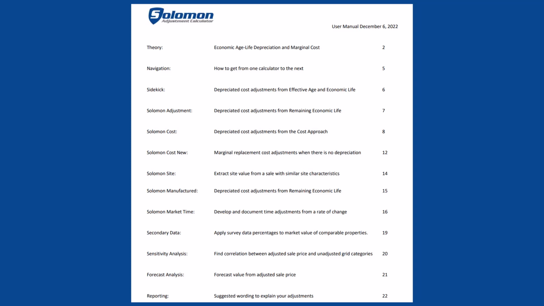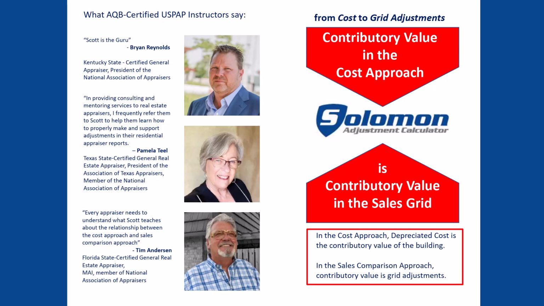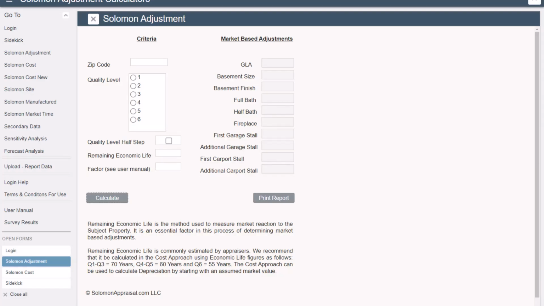Contributory value is the common theme. Contributory value in the cost approach is depreciated cost. In the sales comparison approach, grid adjustments are contributory value. Our first calculator is called Solomon adjustment. Contributory value as a percentage is equal to remaining economic life divided by economic life.